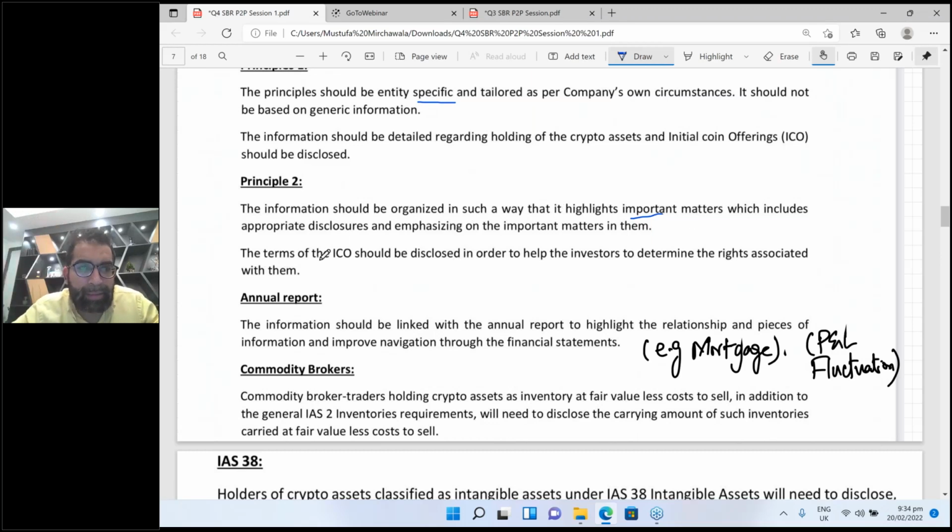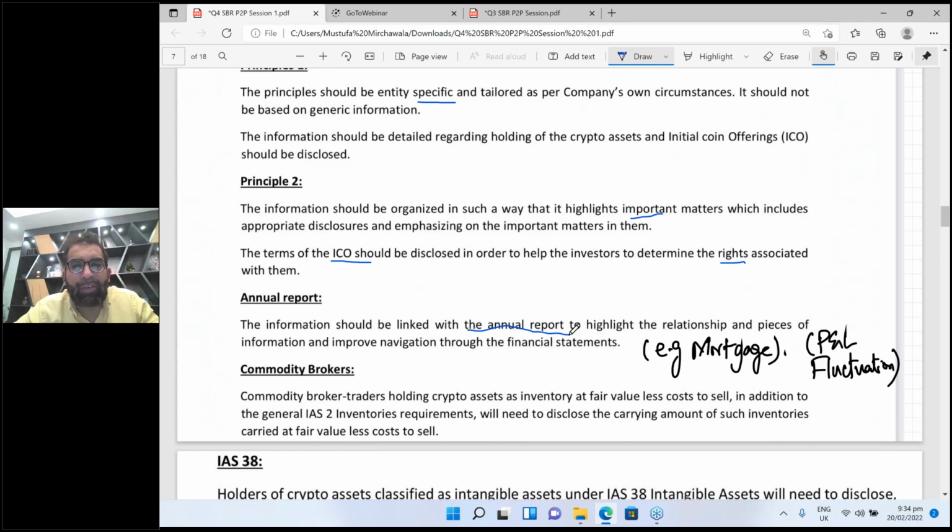The term ICO should be disclosed in order to help the investor determine their rights. Use the word not only rights but also risk and reward. I even discussed the equity and debt at this place. Then link with the annual report. The information should be linked with the annual report. What is the link of crypto assets with the annual report?